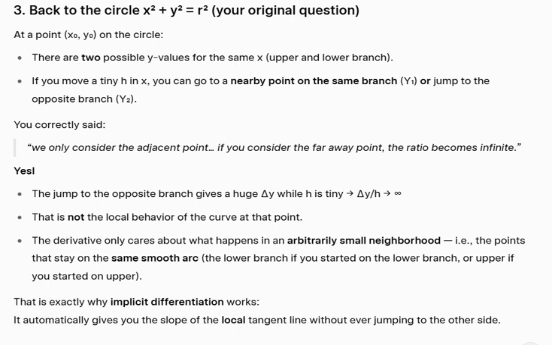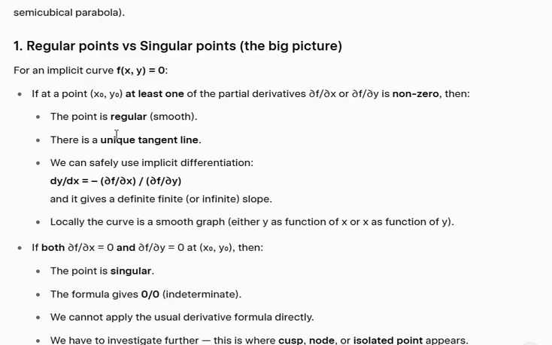Okay, let us see what happens actually at the cusp point. Suppose the curve is f of x y equal to 0. If you want to find out the derivative at that point, at least one of the partial derivatives should be non-zero. Then the point is regular, smooth. If it is, then this is the unique point.